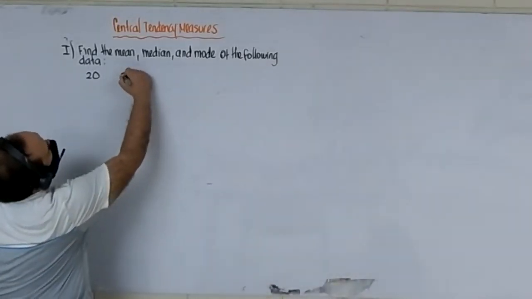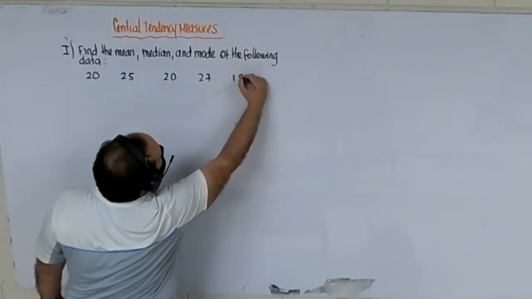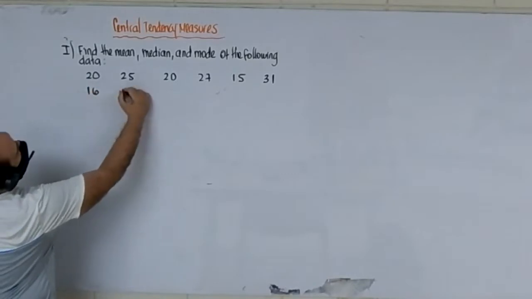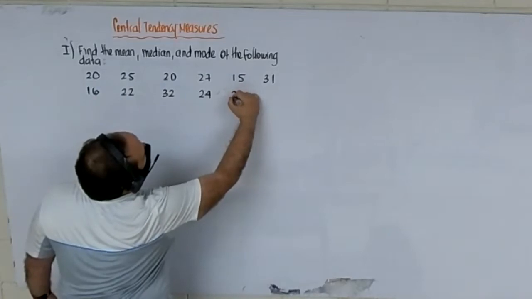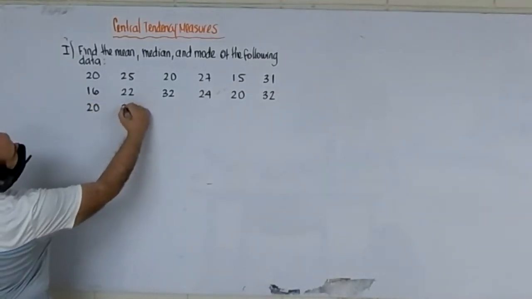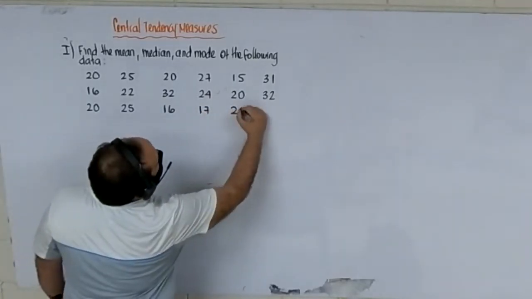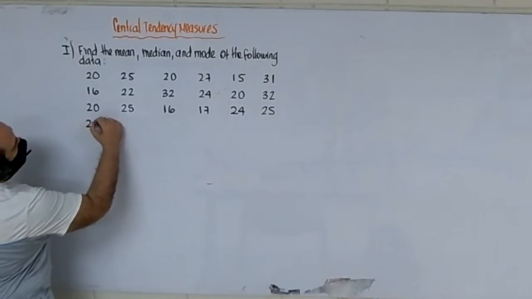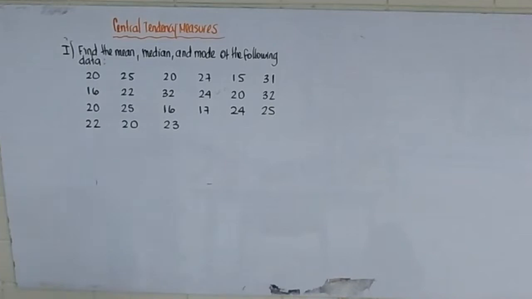Okay, 20, 25, 20, 27, 15, 31, 16, 22, 32, 24, 20, 32, 21, 20, 25, 16, 17, 24, 25, 25, 22, 20, and 23. Okay, we have this following data, right?